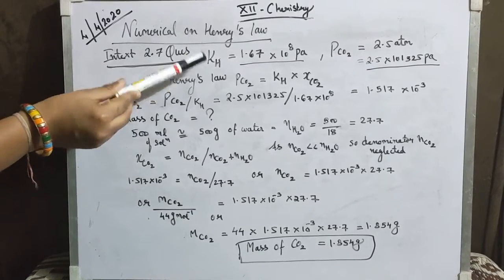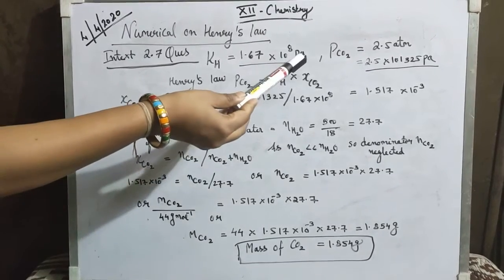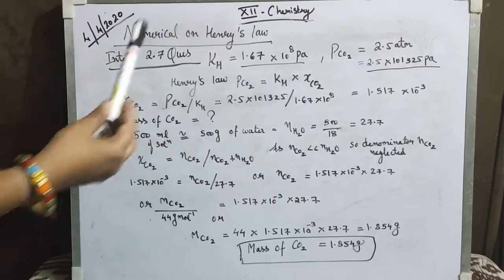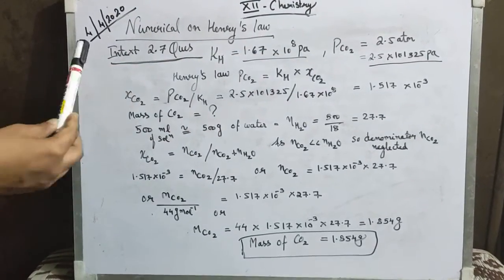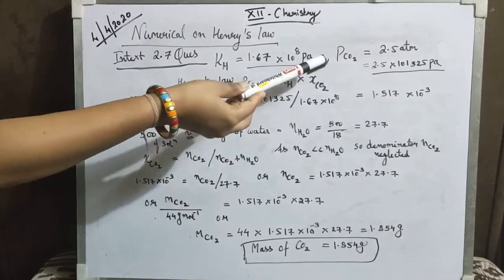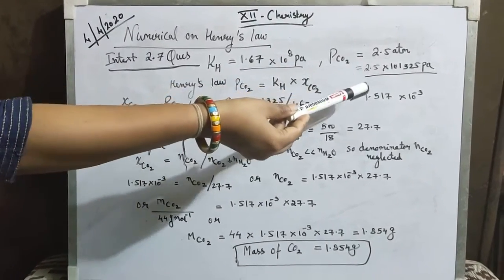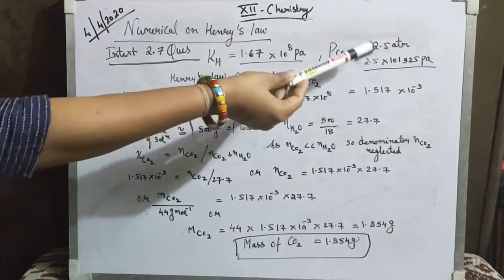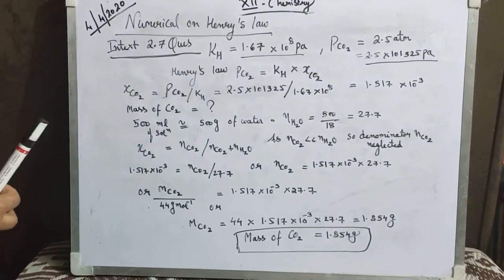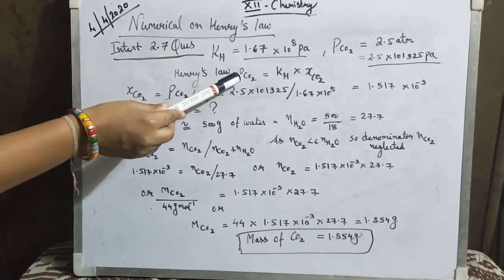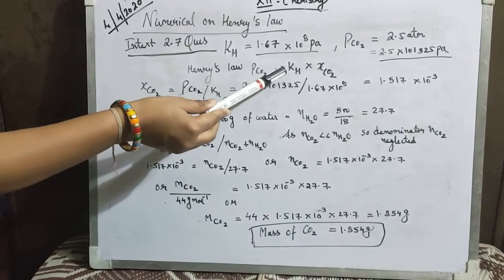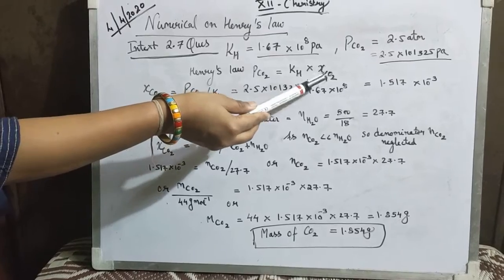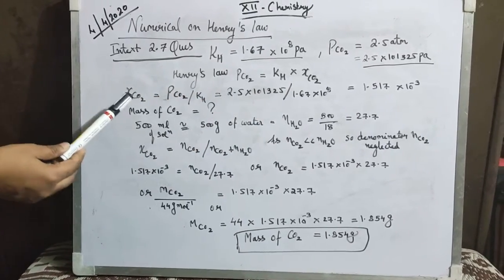In that you have been given the Henry's constant value, but it's not in bar but in Pascal, and pressure is given in terms of atm. So convert either one of them, and I'm converting the pressure into Pascal by multiplying by 101325 to get the value in Pascal, right? Then I'm writing the formula: partial pressure of carbon dioxide is equal to Henry's constant multiplied by mole fraction of carbon dioxide.